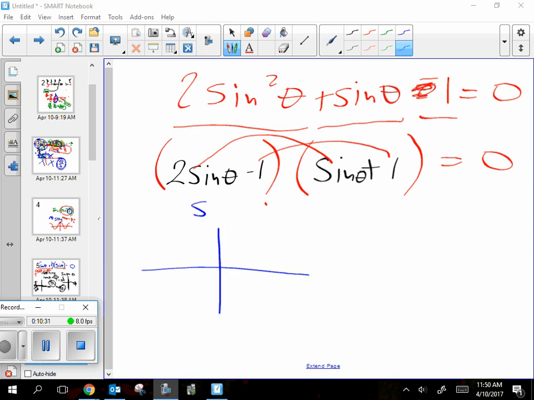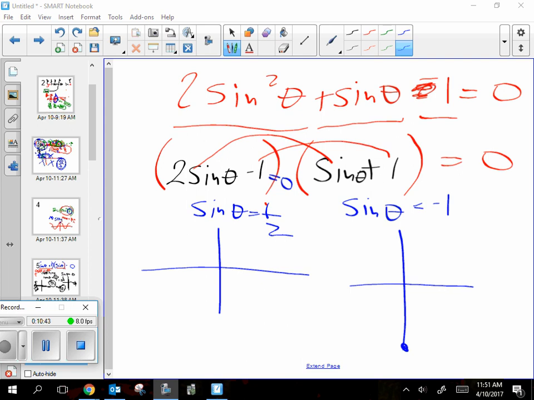This one comes out to sine theta equals 1/2. Now, for once I set it equal to 0 and then solve. This one is sine theta equals -1. Where is y -1? It's right there. That is 3 pi over 2. If this had been inverse trig, what would have been called instead? -pi over 2, if it was inverse trig. But it's not. So it's 3 pi over 2.